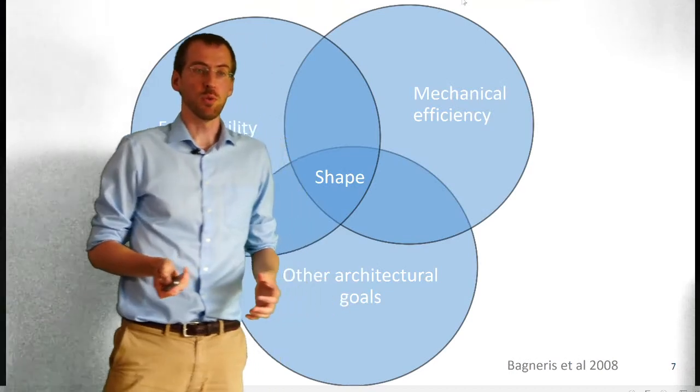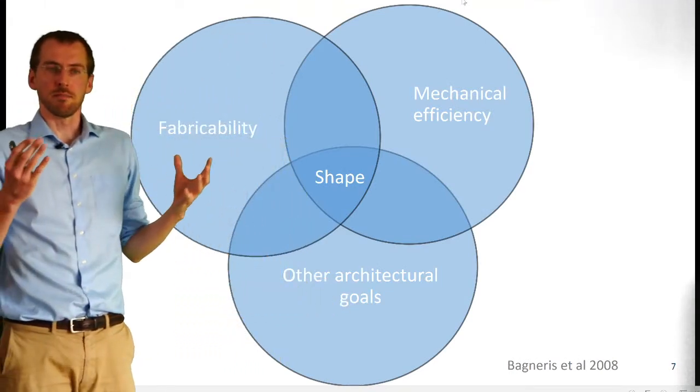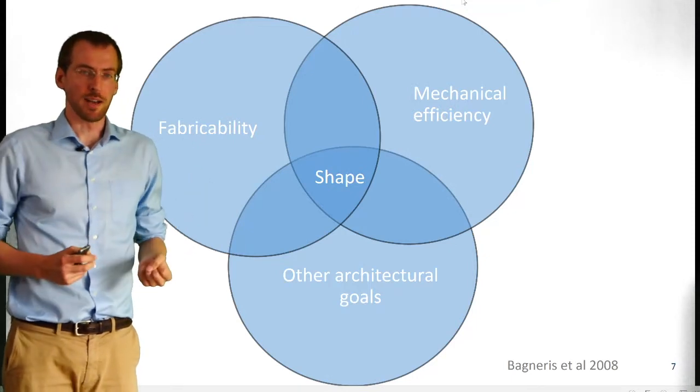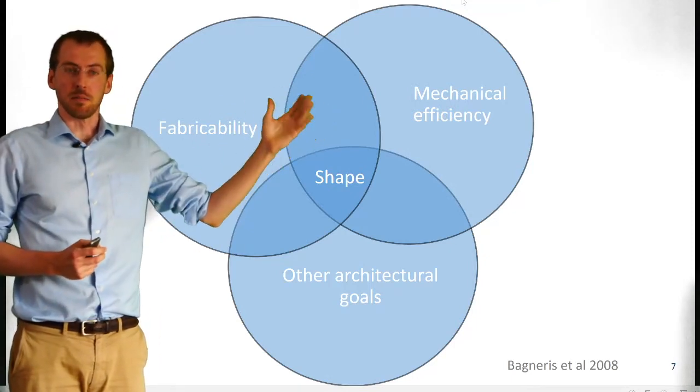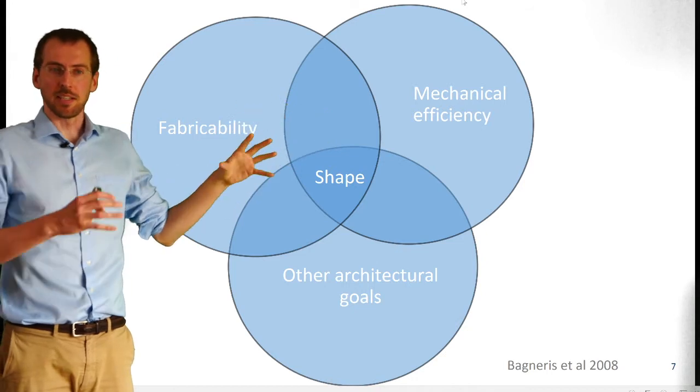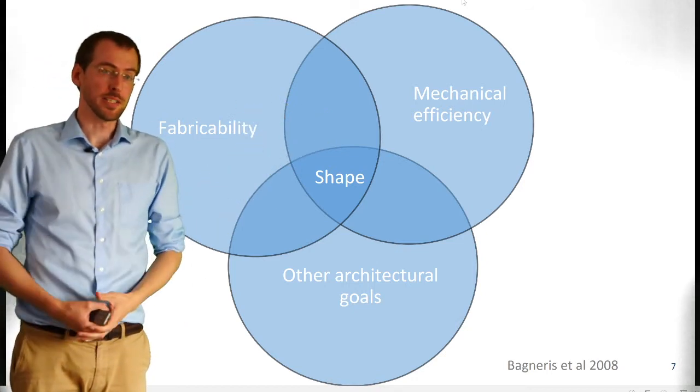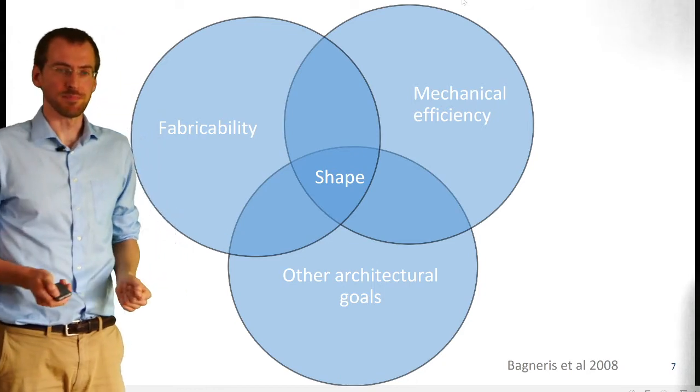So what we are trying to do is to get shapes that are at the same time fabricable with the equipment we have, that are efficient mechanically, and that give us design spaces that are wide enough to fulfill all the other architectural goals in our projects.